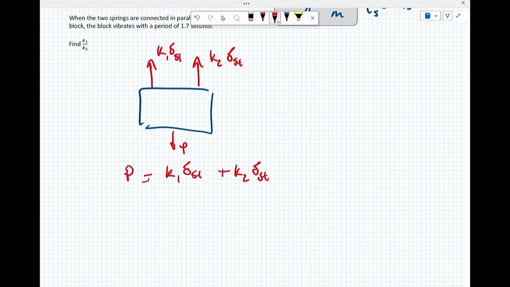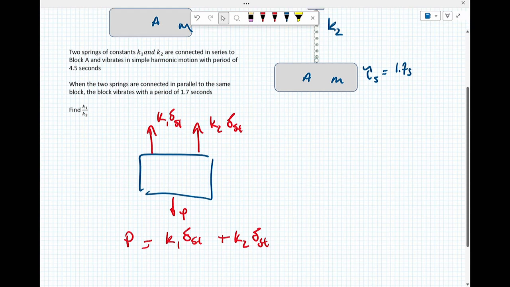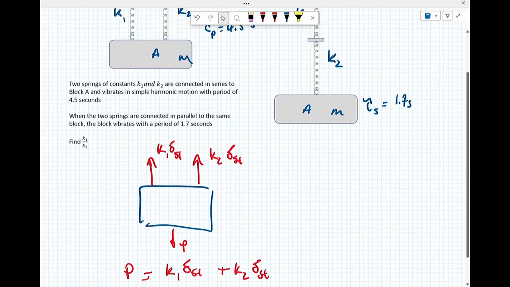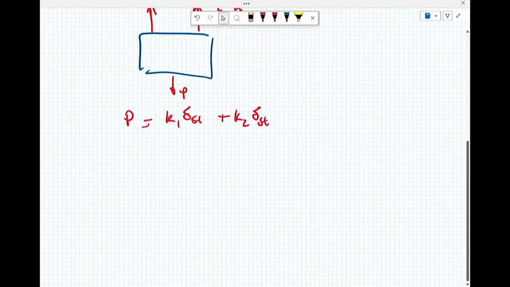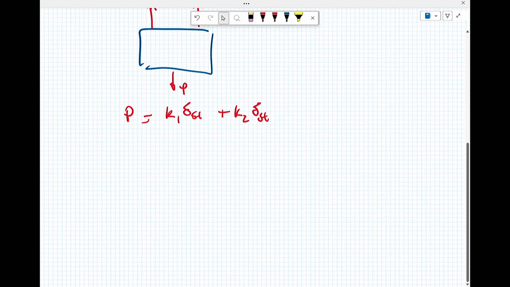And one of the things that I know, go ahead. In the problem statement, it says that it vibrates for a period of 1.7 seconds when they're in parallel, but you wrote it for series. Oh, that's all right. There you go.